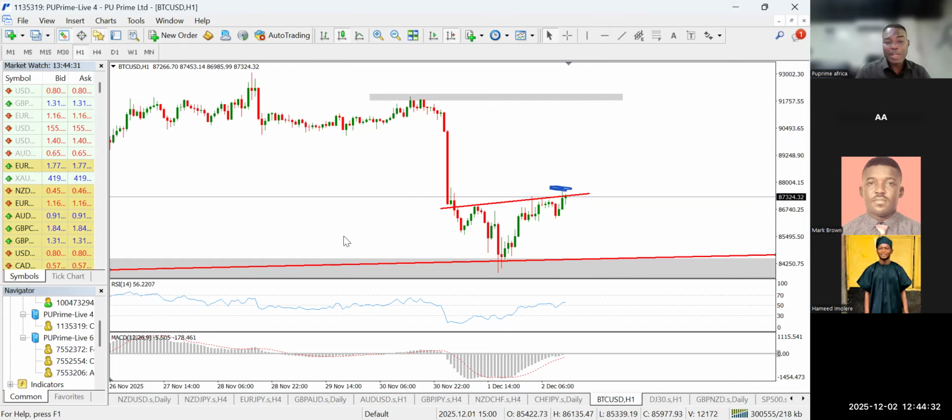All right, so that'll be all from my analysis this afternoon. I've analyzed 4 instruments. I said I'm bearish on the Euro USD on 4 hour. I'm bearish on the GBP USD on 4 hour. I'm bearish on the AUD USD on 1 hour. And I'm bullish on the BTC USD on 1 hour.